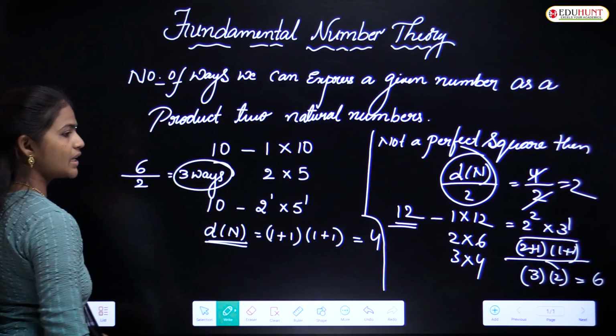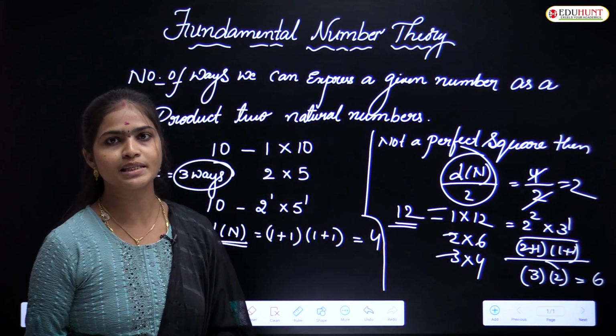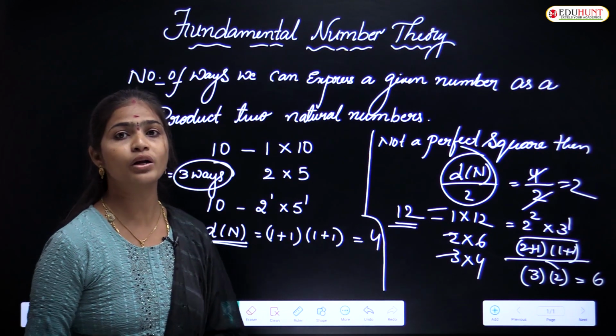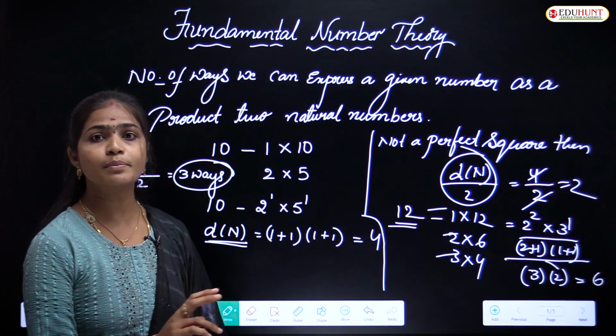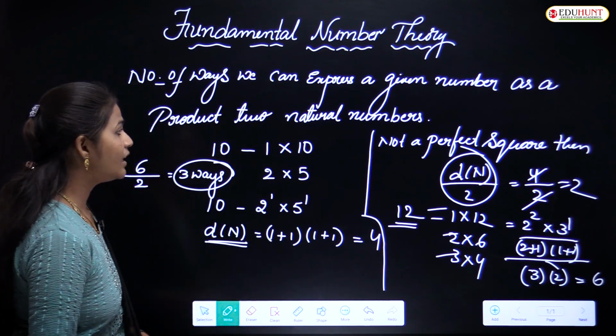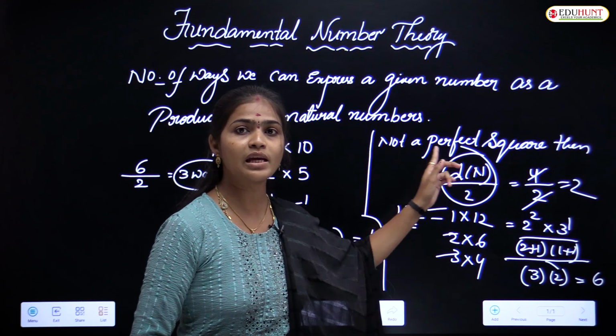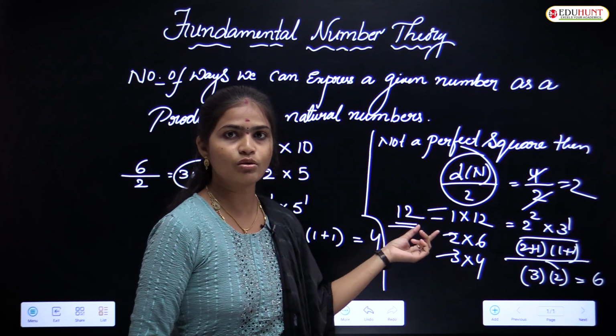In how many ways can we express it? 3 ways: 1, 2, 3. In 3 ways we can express the given number as a product of two natural numbers. Clear? And in the same way, the condition here is that the given number is not a perfect square. Here 12 is not a perfect square.